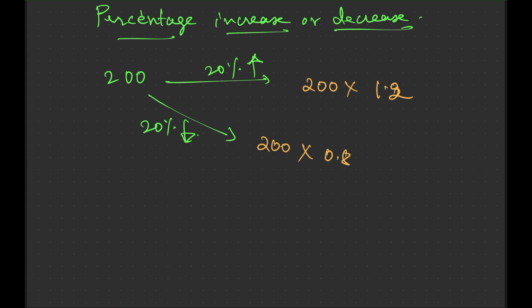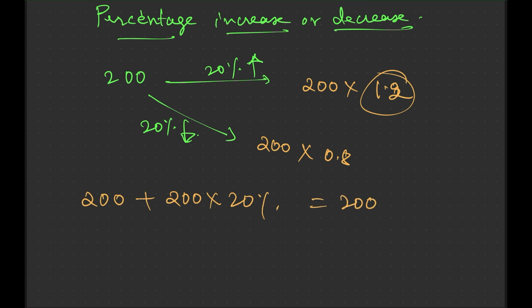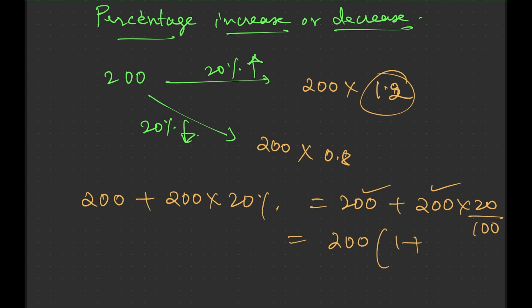So what we are doing, why are we multiplying it by 1.2? If we see 200 plus 200 into 20%, so if we expand it, 20 by 100, and if we take 200 common, we will get 1 plus 20 by 100, that is 200 into 1.2.